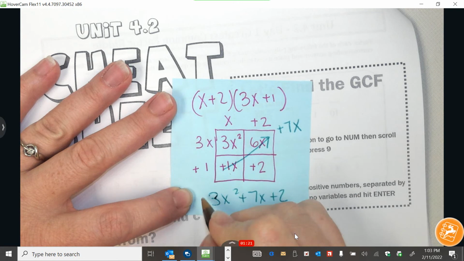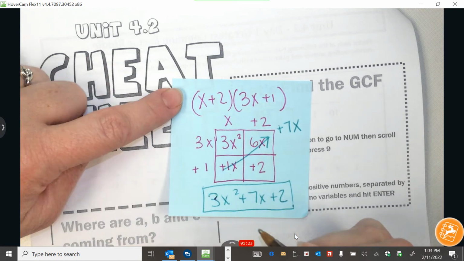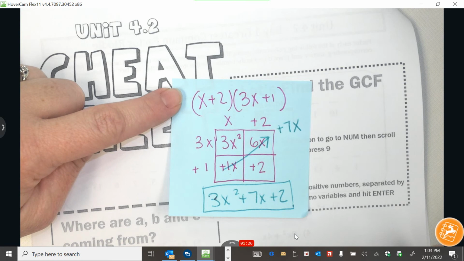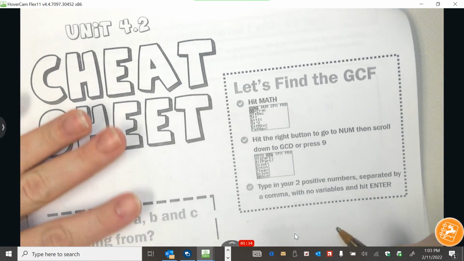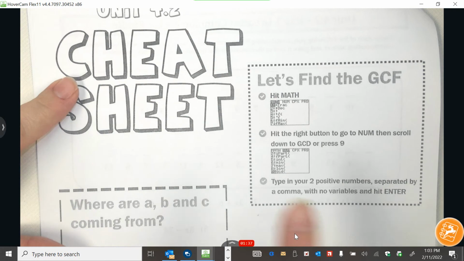Perfect. Now, what if I gave you the answer and I said find the factors? Do you know how to do that yet? Guess what we're learning today? How to do that. Woohoo. Okay, so that's what this cheat sheet is to help you with. So it says cheat sheet.